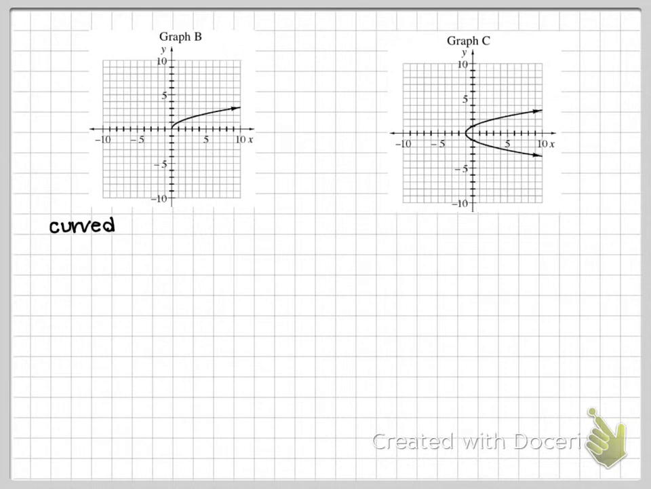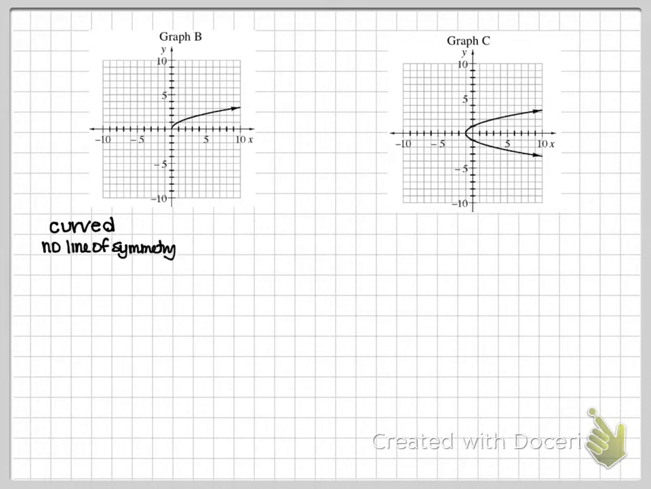Line of symmetry. So I'm looking for some sort of invisible line that I can put on the graph so that when I fold the graph, the two halves of the graph match up perfectly. There isn't one here. It doesn't matter where I put a line, so there's no line of symmetry. So I would note that. So no line of symmetry.